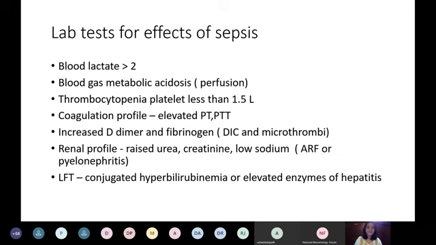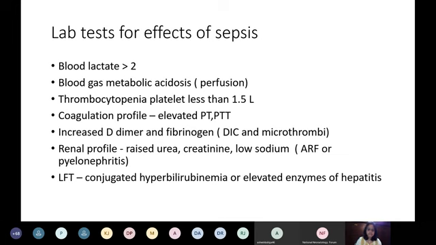So if the lactate is high, and if you're doing a gas and seeing a lot of metabolic acidosis, then we do know that there is some perfusion problem. So this is one of the effects of sepsis, not sepsis itself. Because of low perfusion, anaerobic metabolism is high, so the acids are increasing in the body, and that is causing the high lactate level. So that is what we are looking at.